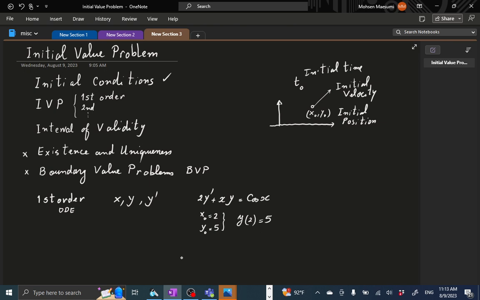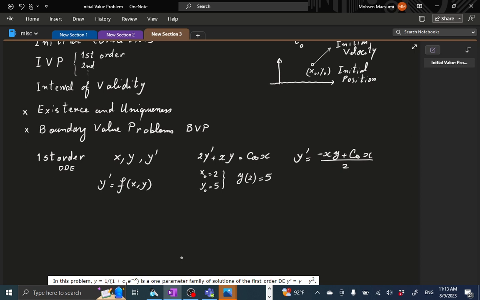Well, in general, we could have any kind of a relationship between x, y and y prime. That generality is typically shown as y prime equals f of x and y. So this just says the derivative is some given function of x and y. For example, here, your derivative is minus xy plus cosine of x, divided by 2. That's what your y prime is. So in general setting, we assume that this is given. And then we are going to specify that y at some given x0 is some y0. So that is the first order initial value problem. First order initial value problem looks like that.